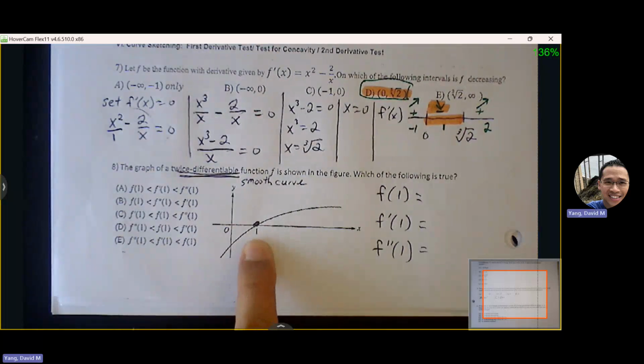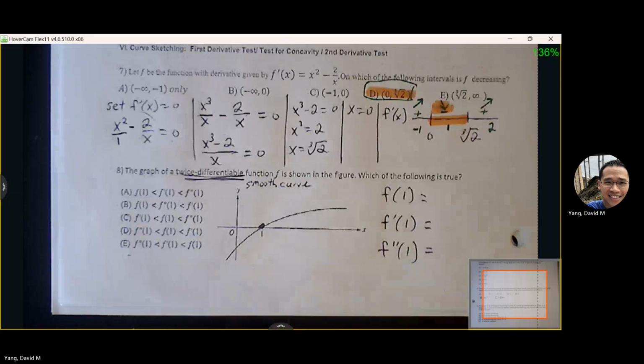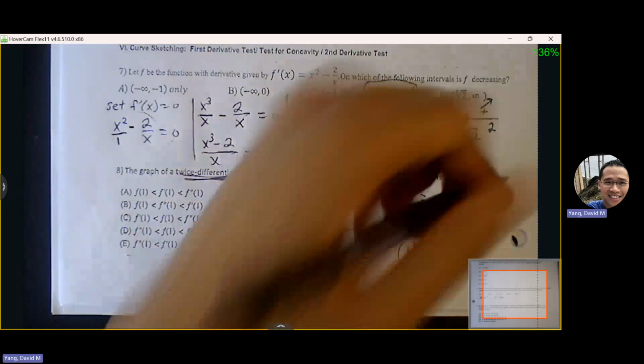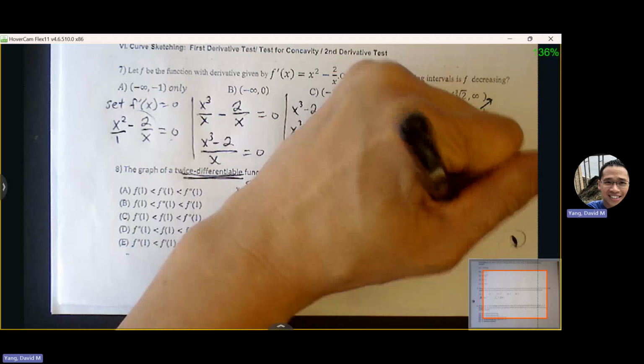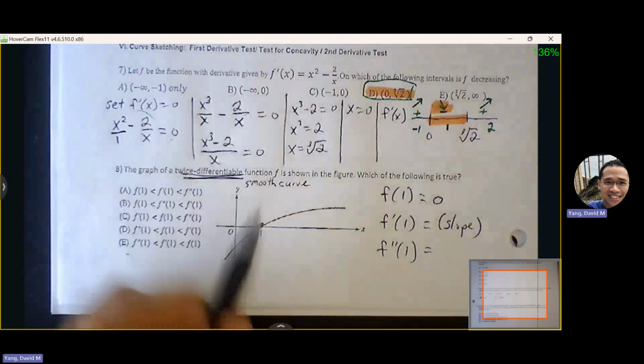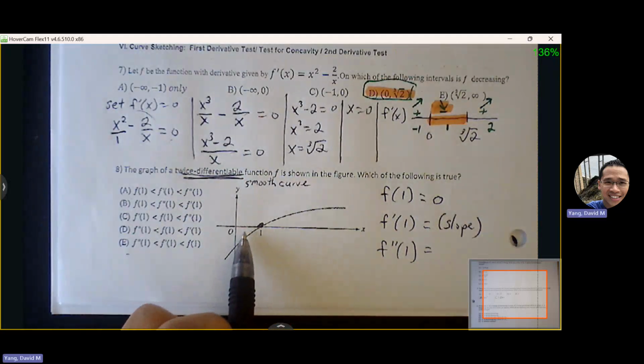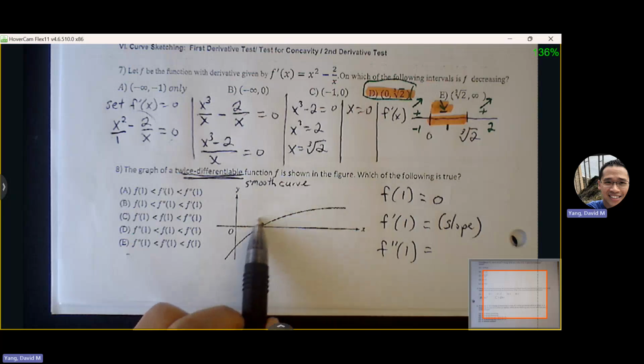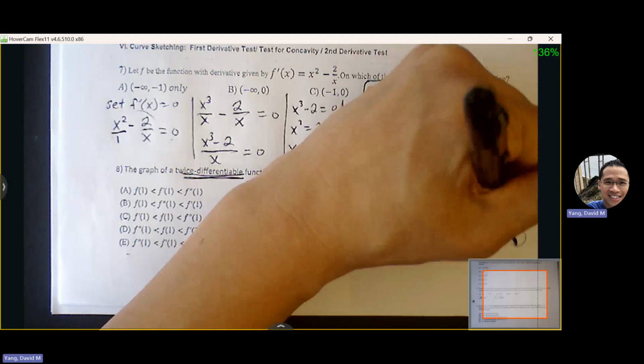So f of 1 is just the ordered pair. So f of 1 is just what? What's the y value there? 0, okay. F prime of 1, this is asking for derivative, or in other words, slope. You may not know what the slope value here is, but in general, what's the slope going to be? Positive, right? You know it's going to be some positive value.